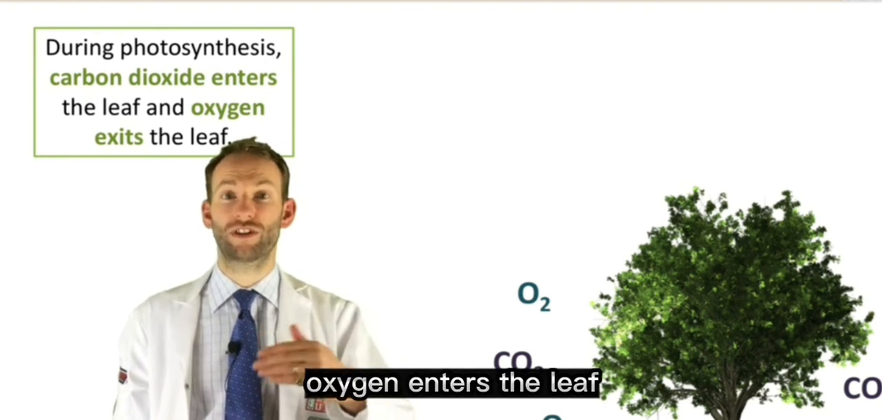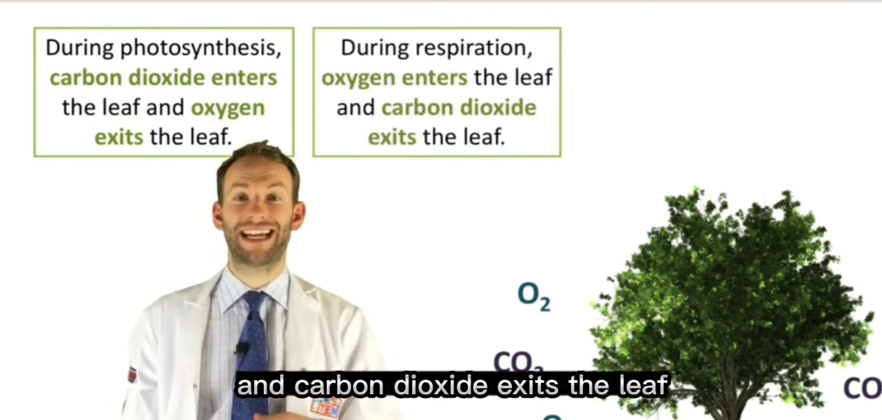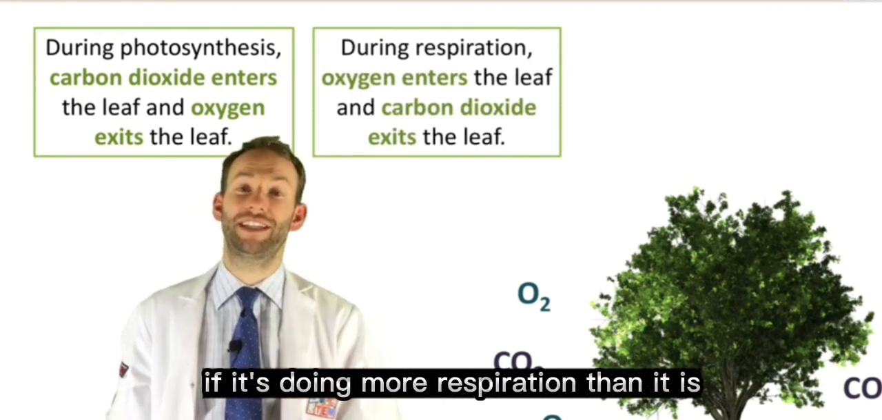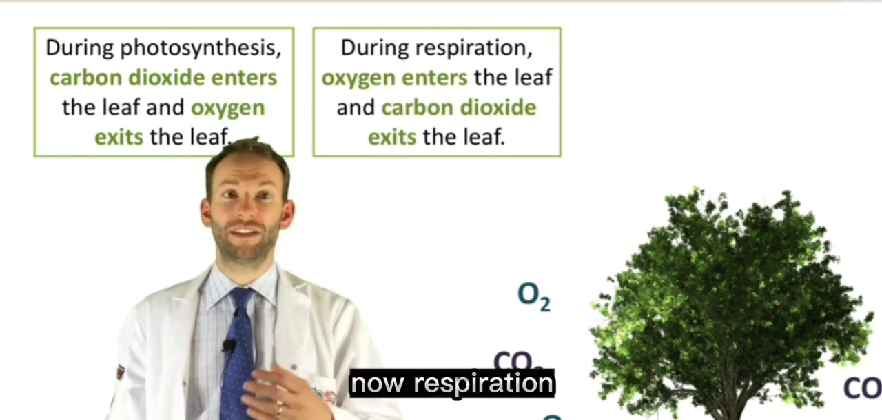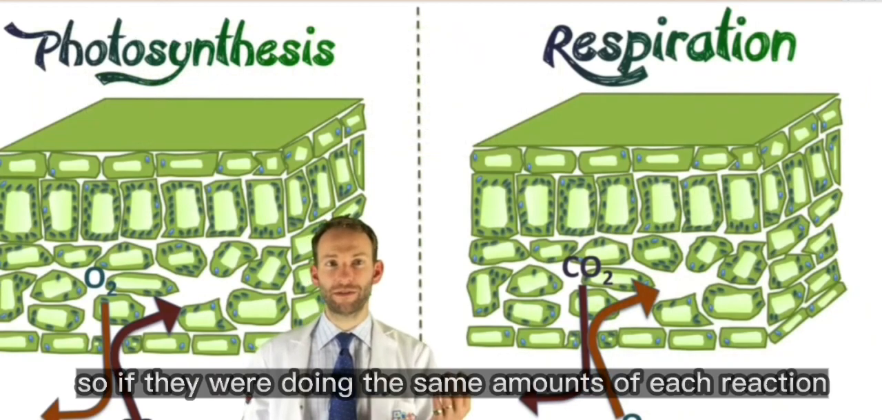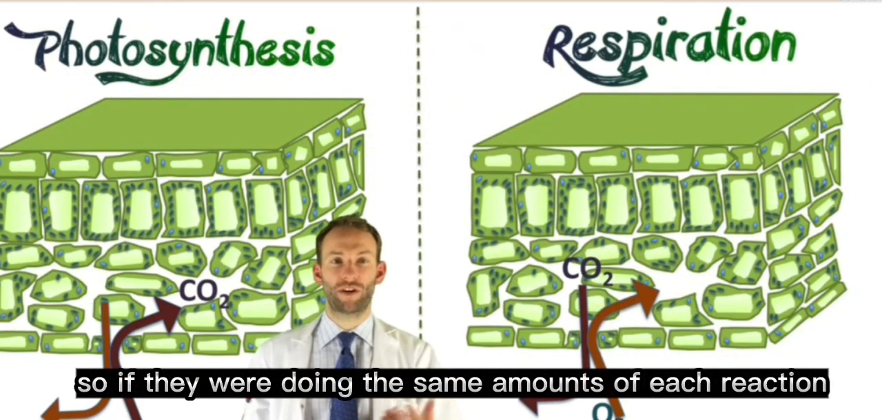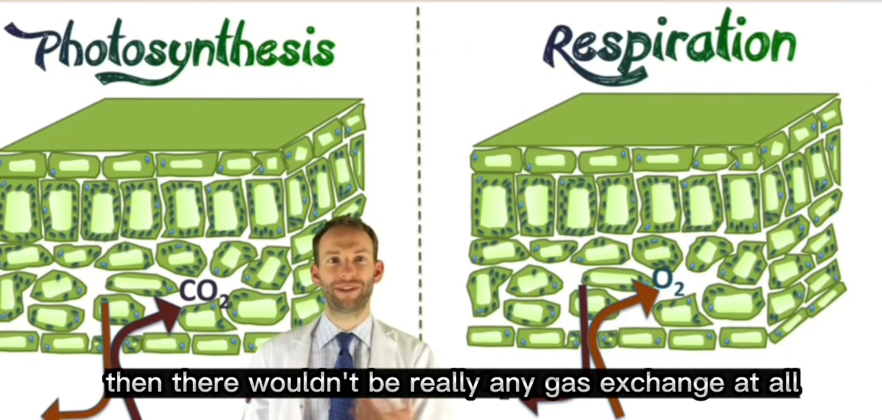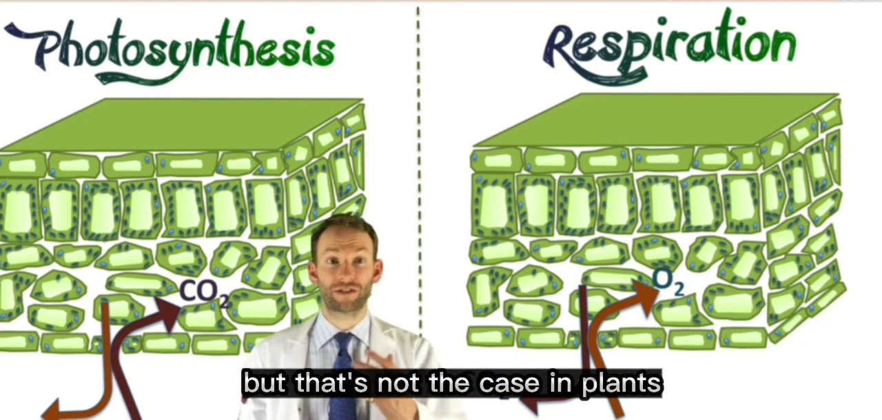during respiration, oxygen enters the leaf and carbon dioxide exits the leaf if it's doing more respiration than it is photosynthesis. Now, respiration and photosynthesis are equal and opposite equations, so if they were doing the same amounts of each reaction, then there wouldn't be really any gas exchange at all. But that's not the case in plants.